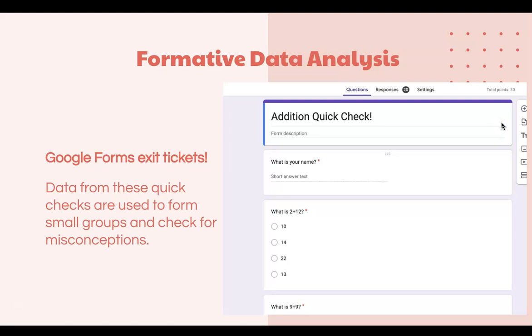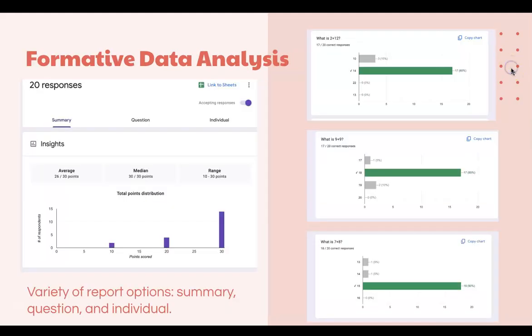For my formative data analysis, I often use Google Forms as exit tickets and quick checks. Data from these quick checks are used to form small groups and also check for misconceptions. They're usually pretty short, only a couple questions long, so the students can quickly record their answers and give me feedback to what I need to teach them moving forward.